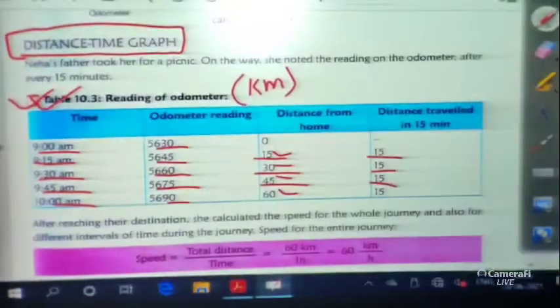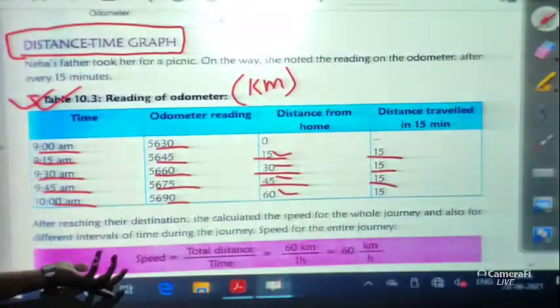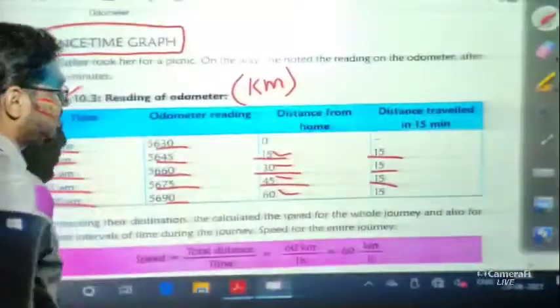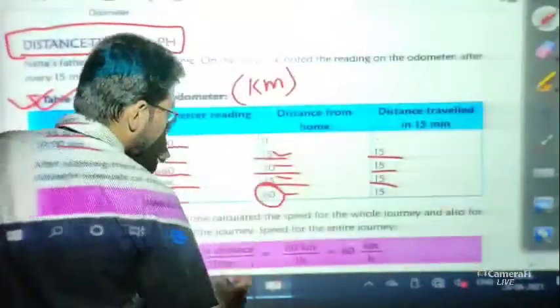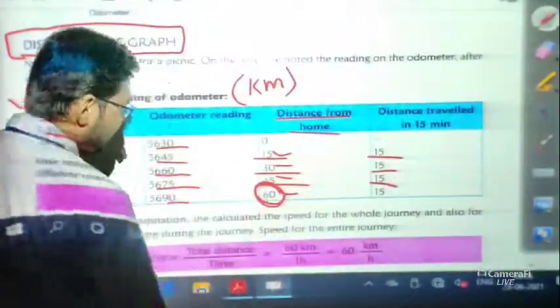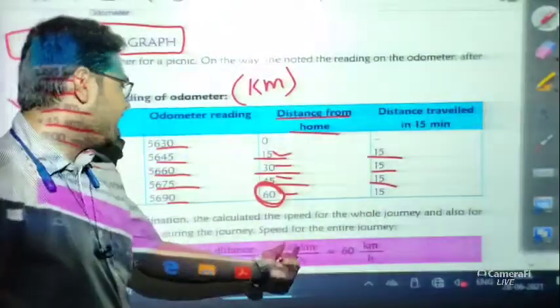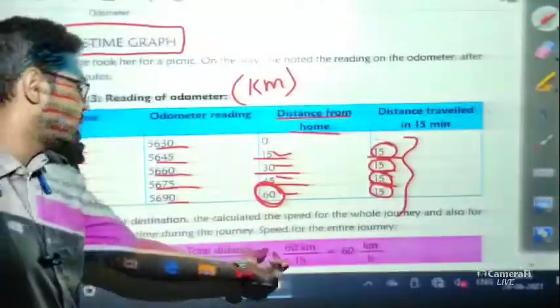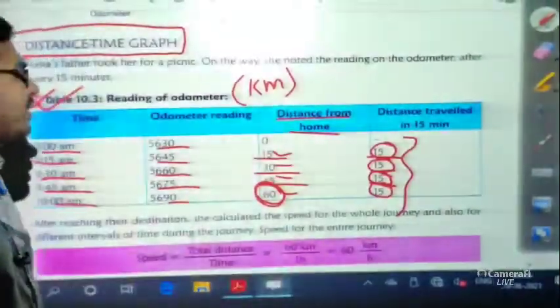during the journey. So what will be the speed of the entire journey? Total distance divided by total time. What is the total distance? 60, because the maximum distance from home is 60. And what is the total time? 15 minutes, 15 minutes, 15 minutes, 15 minutes. If we add these four 15 minutes, we will get 1 hour. So 60 kilometer per hour.